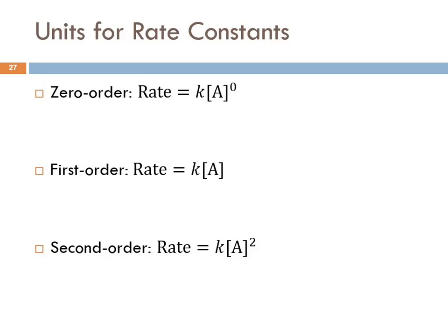Let's talk for a minute about units for the rate constants. The rate constants are going to have different units depending on what order the reaction is. So let's figure these out. So for a zero order reaction, what are the units of a reaction rate?